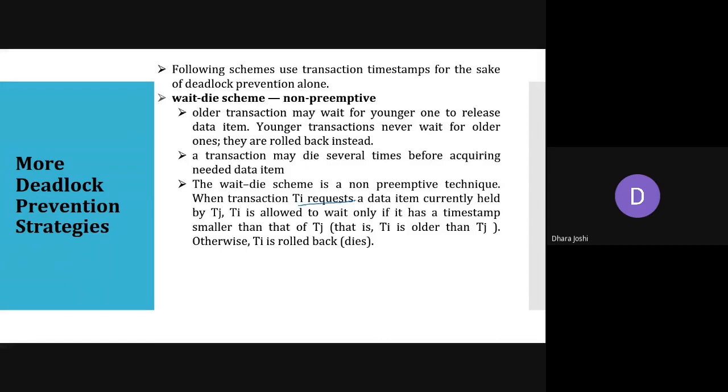When transaction Ti requests a data item currently held by Tj, then Ti is allowed to wait only if it has a timestamp smaller than Tj. Ti has a smaller timestamp than Tj, so Ti is the senior and Tj is the junior, and Ti will wait. Otherwise, if Ti is not smaller, that is, if Ti has a higher value than Tj, then it will be rolled back.